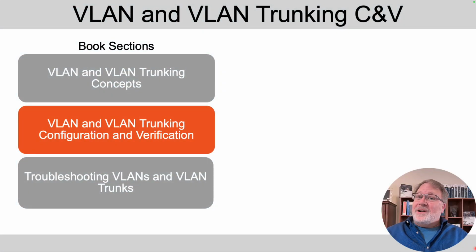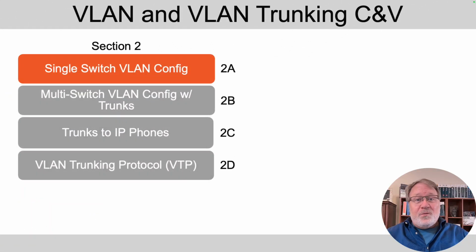As always, I try to match the organization of the books. So there's a chapter in the books. Currently, it's chapter 8 in the first volume on VLANs and VLAN trunks. It's got 3 major sections. The second of those is about configuring and verifying VLANs and VLAN trunks. However, it's a pretty big section. So for the videos, I've broken it down into 4 separate videos, and I've numbered them 2A, 2B, 2C, and 2D. This video is 2A about single switch VLAN config.